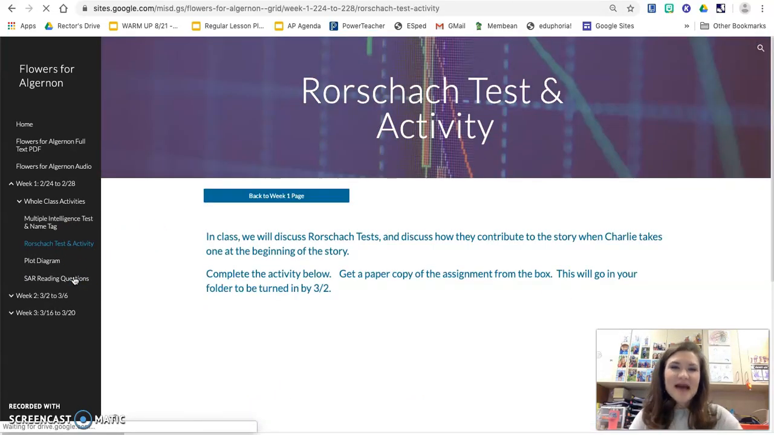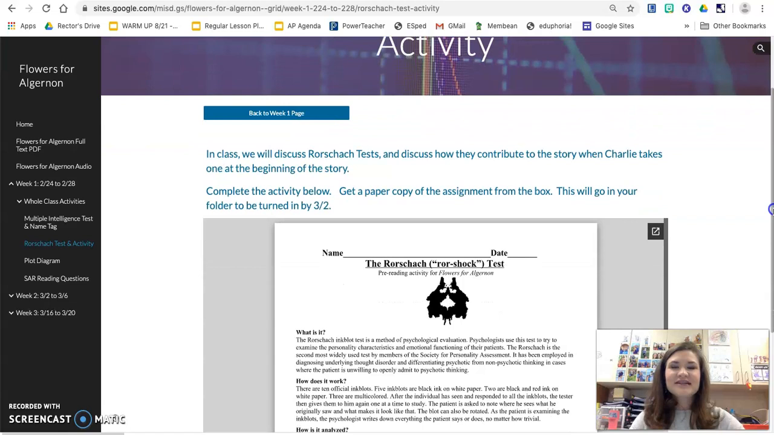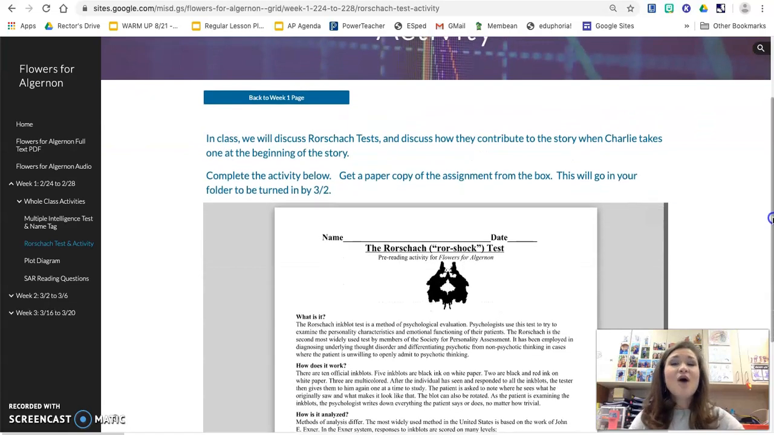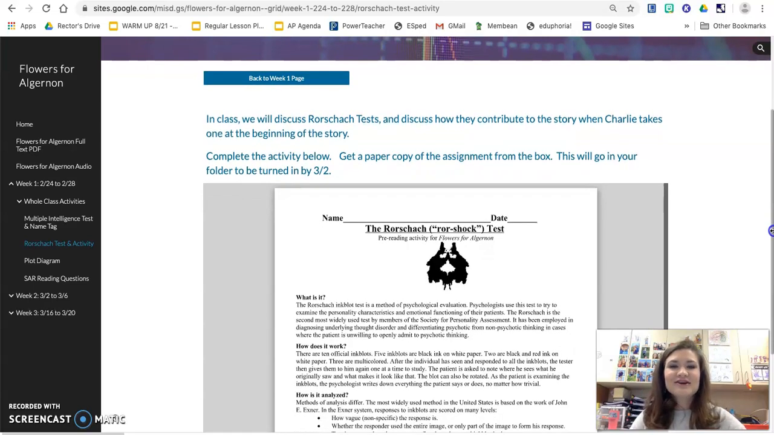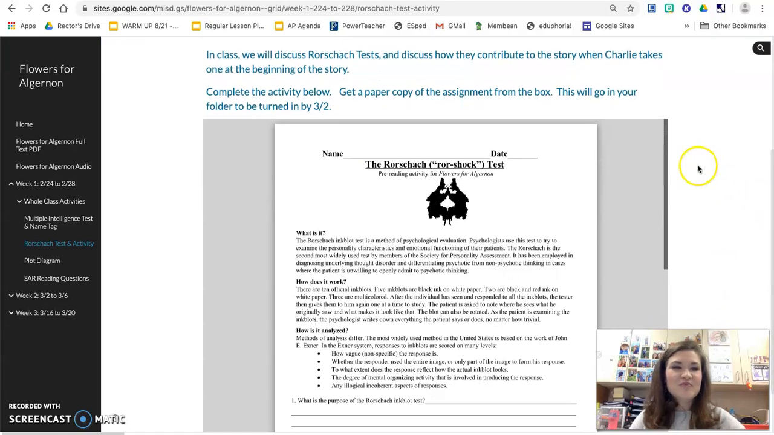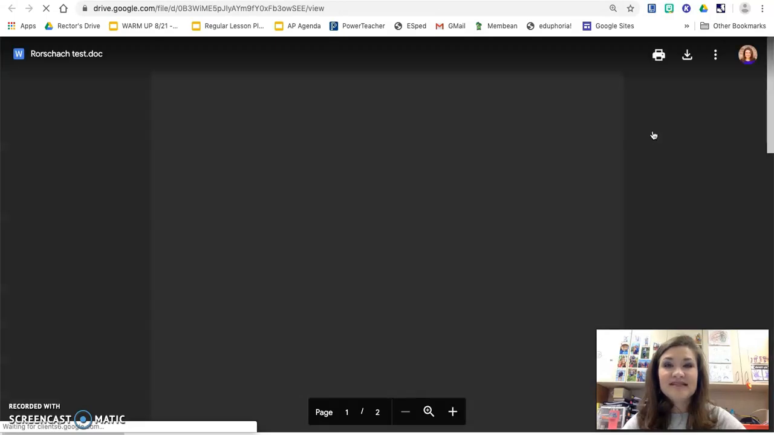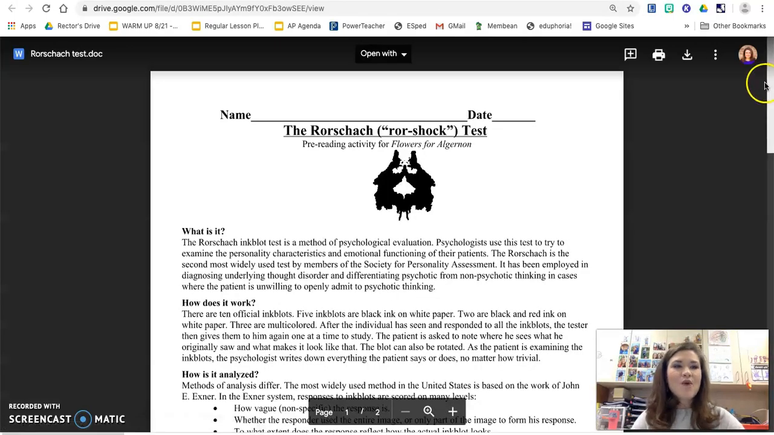So going back to the activity that you're actually going to do, now that you have some prior knowledge on what Rorschach tests are, you're going to kind of try this out for yourself. You are getting a paper copy of this. It's in the box. So just go up to that file folder, get your paper copy out. There are instructions on here. And so this is kind of a two-part thing that you got going on. So I'm going to just open my digital copy so you can see what this looks like.